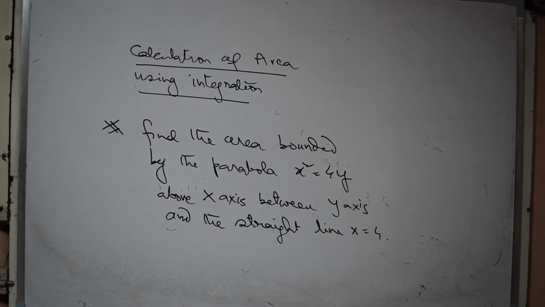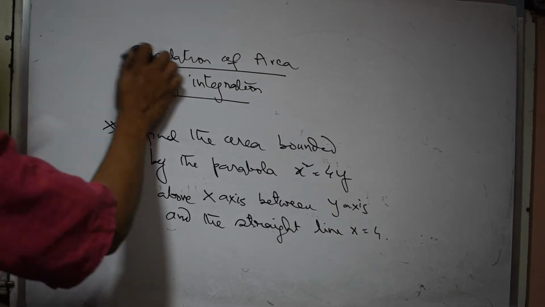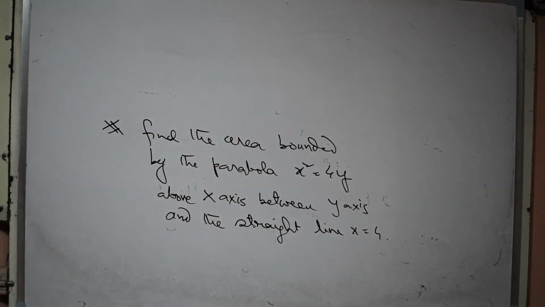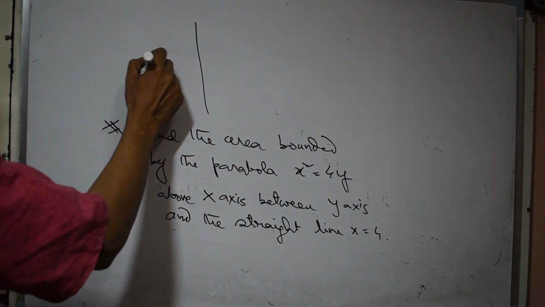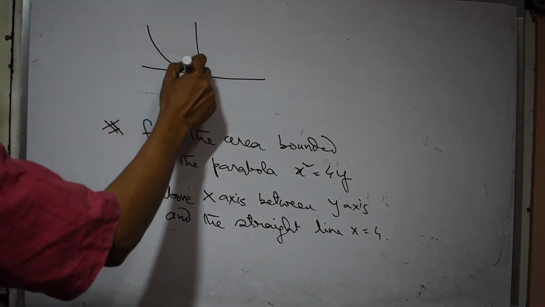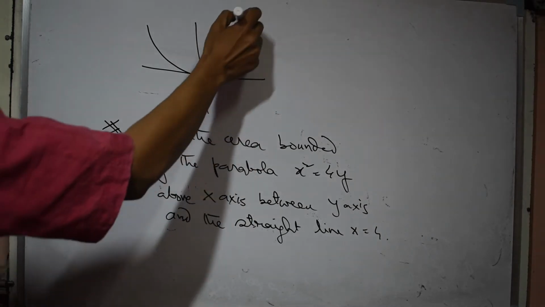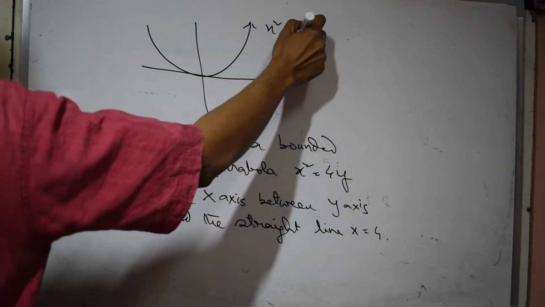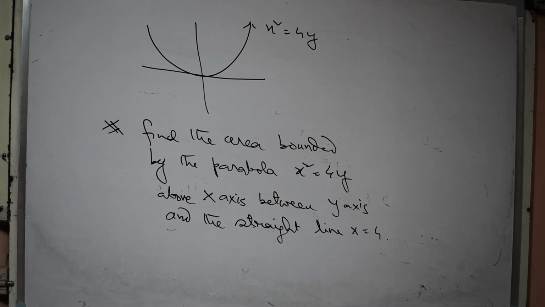So all we require, you first need to show the diagram. X square is equal to 4y is a parabola, but this parabola is a vertical parabola, opening in the upward direction. Why? Because x square is equal to 4y is an equation of a parabola which is opening upward. So that is the diagram of this equation that you have to first know.